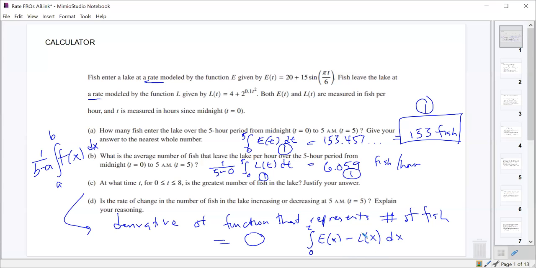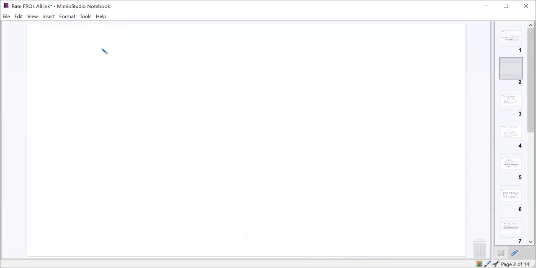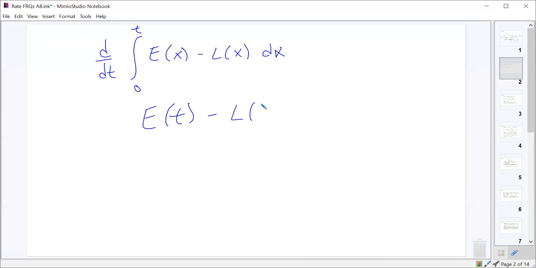So what's the derivative of this? Well, the derivative of this is just E of t minus L of t. Right? That's all that is, right? We just need to see when that's equal to 0. Yeah.